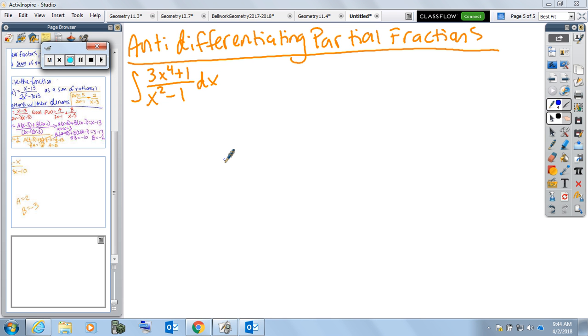Alright, so now we're going to dive into the meat and potatoes of what really 6.5 is about, anti-differentiating, the real calculus side of things of partial fractions. So we have a starting example here in which we're going to integrate 3x to the fourth plus 1 divided by x squared minus 1.